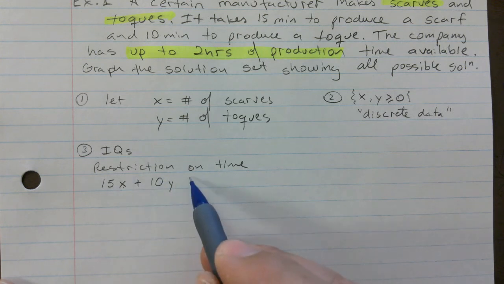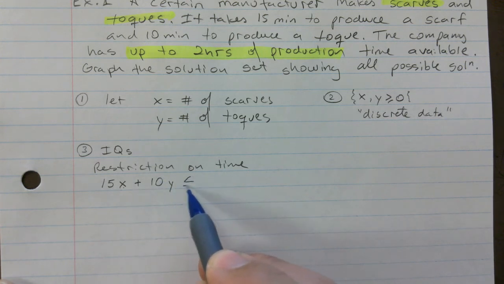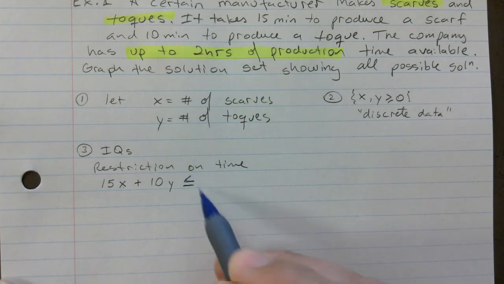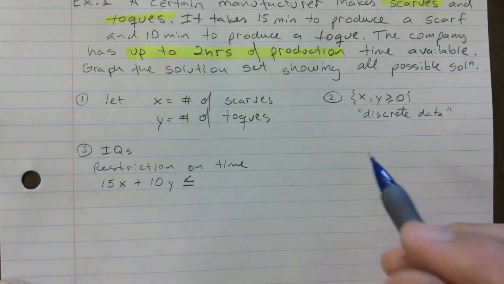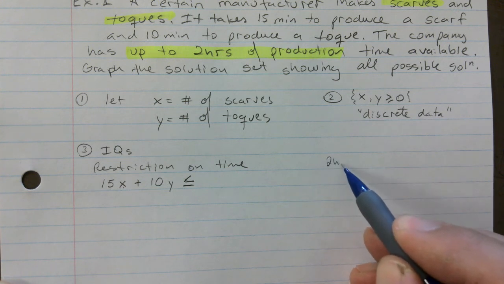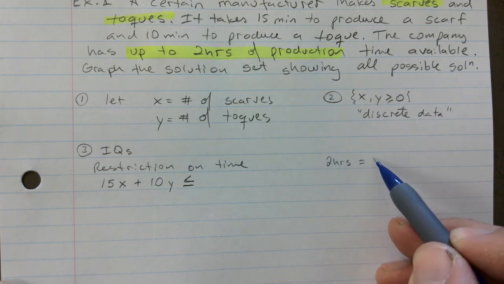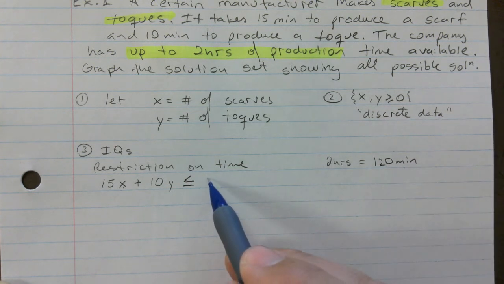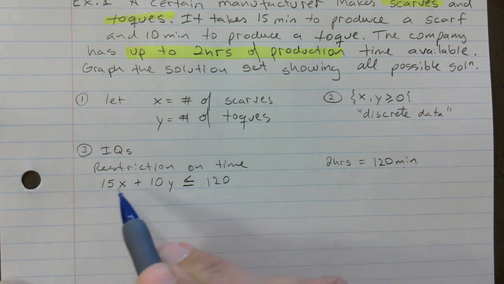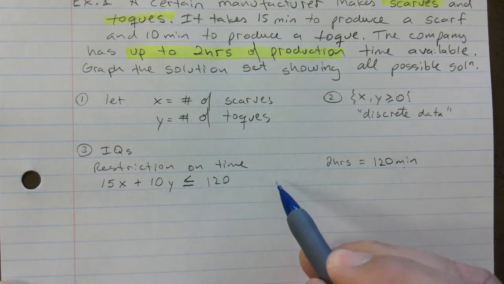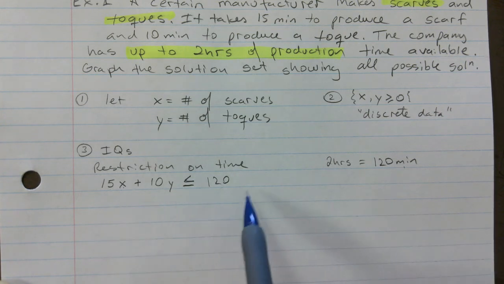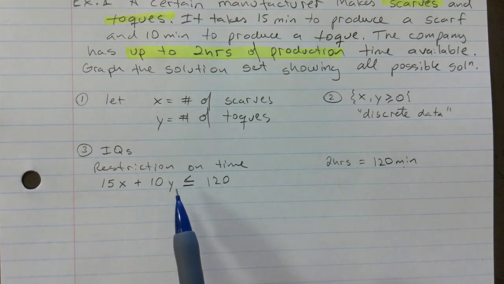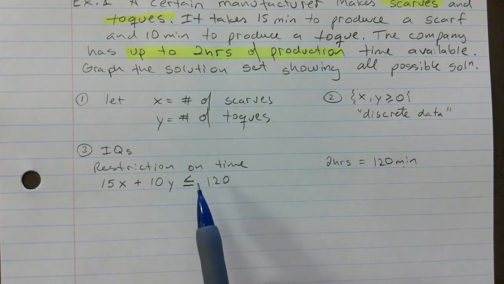And this has to be less than or equal to what? What am I going to put on this side? 2 hours. How many minutes? You have to have the same units, okay? So we're going to put 120 minutes. Now it's all in minutes. So this is your inequality, a restriction on time. If you graph it, you would make sure that you stay below the 120.